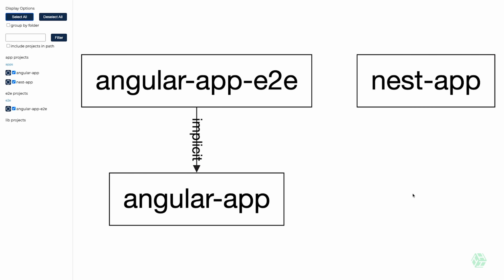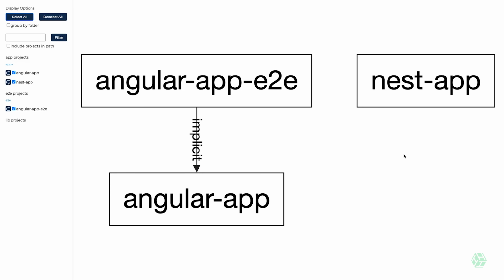So if I select all my apps in that browser there, you can actually see all the implicit dependencies between your apps. In my case here, of course, I only have 3 projects, and the only dependency I have is between the end-to-end project and my Angular project. But yeah, if you have a lot of projects in your monorepo, this is really useful to get a nice visual representation of your projects.